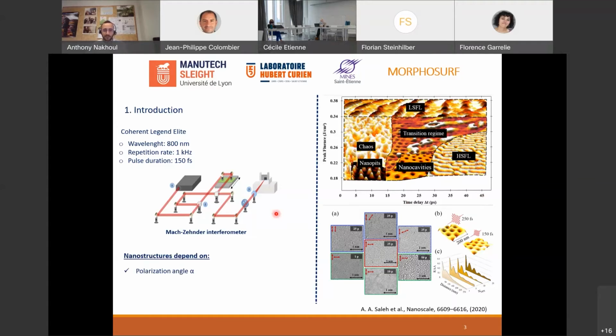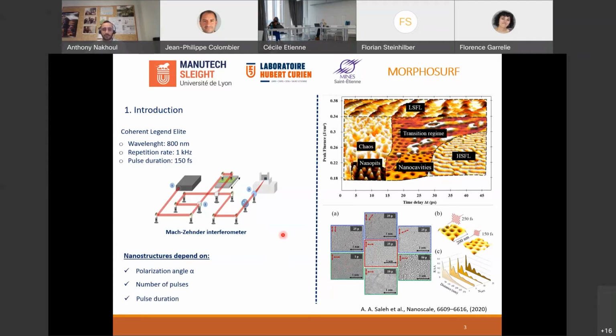In our experiment, we are using a perpendicular polarization angle, because Anthony also observed that by changing the polarization angle, for example when they are parallel, we are not observing the same as here. For example, here we are observing the nanocavities, and here we are observing only the ripples or HSFL. So in my experiments, I'm fixing the polarization angle to be perpendicular in order to observe this type of nanostructure and continue my investigation. For the number of pulses, I'm also using 25 pulses, as in this experiment here. While increasing the number of pulses, we start having chaotic nanostructures or other types, and while reducing it, we don't have the same nanostructures. I will also discuss this later.